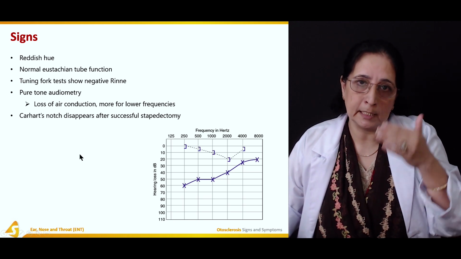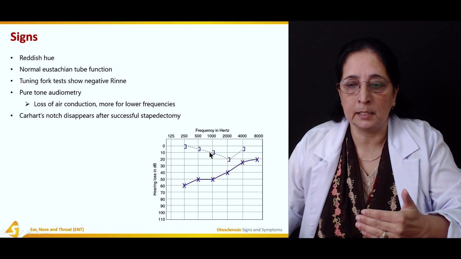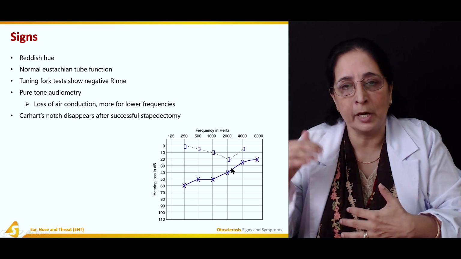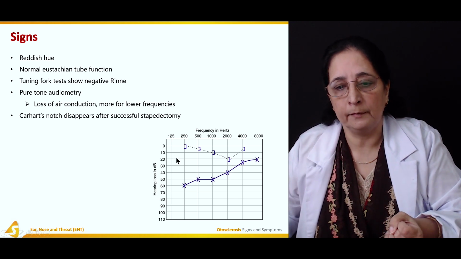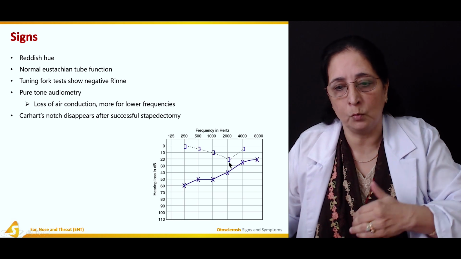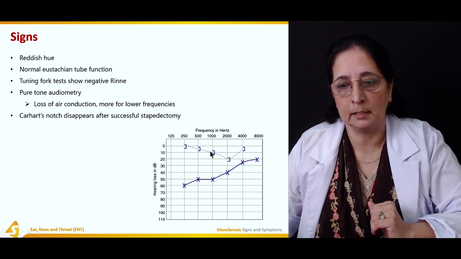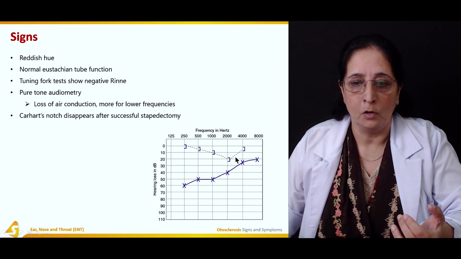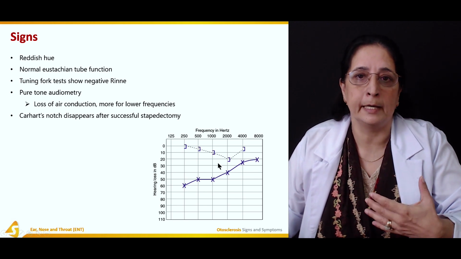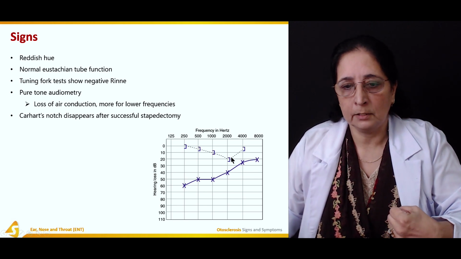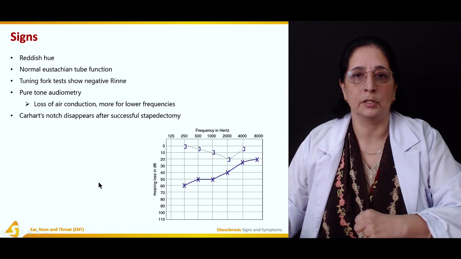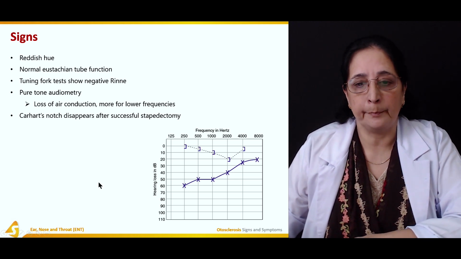Carhart's notch is a sudden going down of the hearing. If you see, this is sudden downward hearing loss. This becomes normal, and then the hearing gets better. So this is Carhart's notch disappearing after stapedectomy.